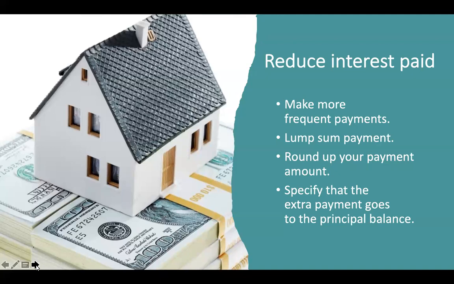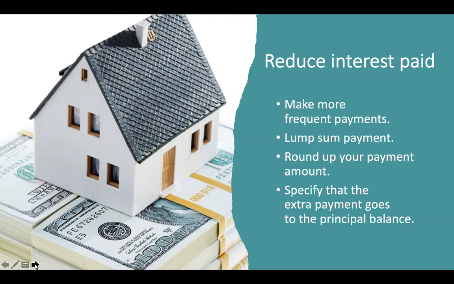The next idea is to make a lump sum payment each year. So you could use a tax return or a bonus, like if you get commissions at work, you could pay extra to the principal amount. And the most important thing is just to make sure that you specify that that payment needs to go to principal, because there are other options. It could go to your escrow account. They could apply it to interest. So we just want to make sure that you specify that it goes to the principal amount.